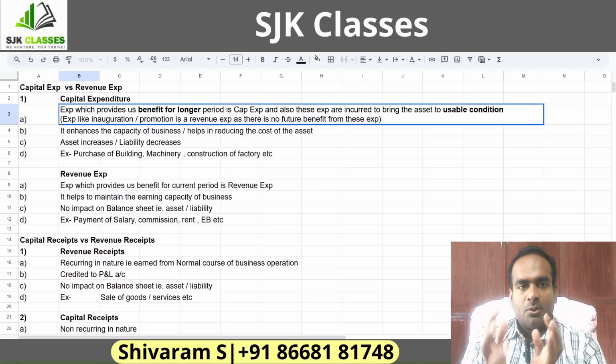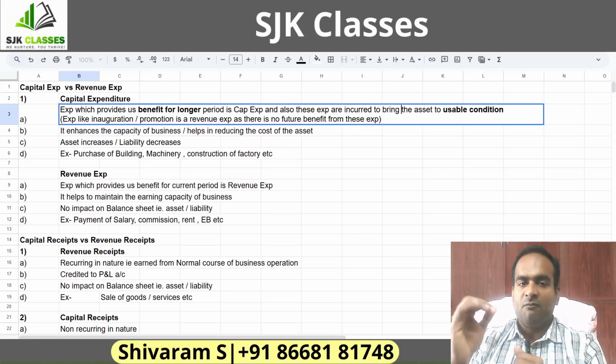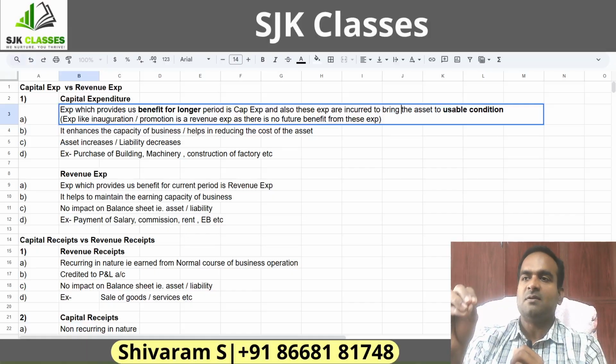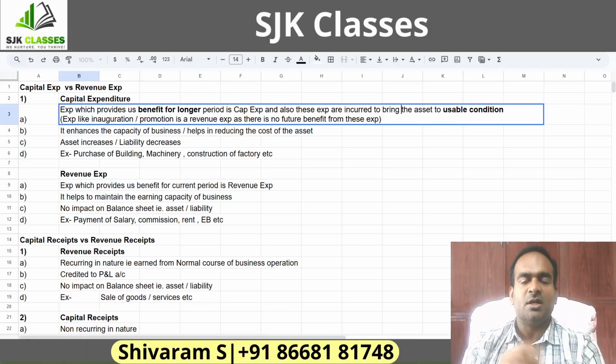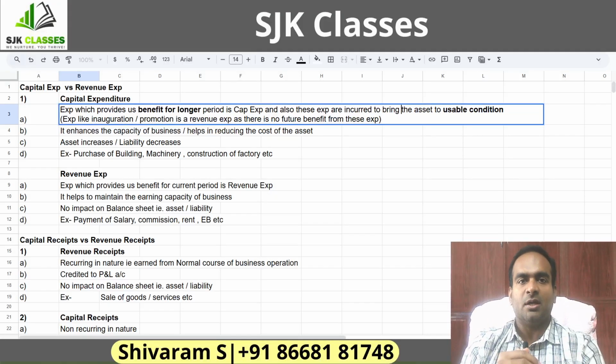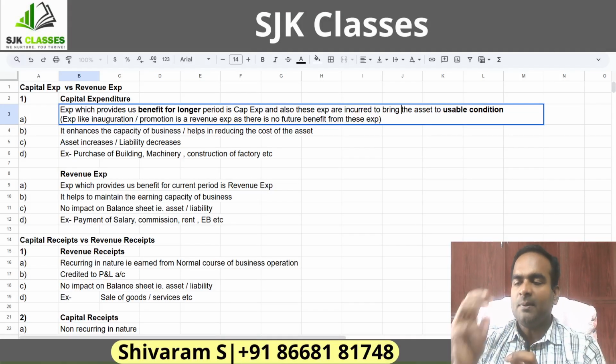Now, the question is what I should do with this capital expenditure. In financials, this capital expenditure will be capitalized along with the cost of the asset. So if I purchase a machinery and spend some amount, let's say 3,000 rupees for installation, this 3,000 will be added to the cost of the machinery and it will not be charged as expenditure in our P&L. So capital expenditure will be directly taken into the balance sheet.